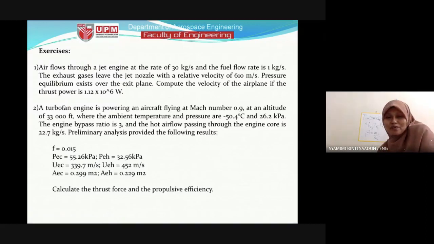So we can get U velocity. We use Mach number multiplied with the speed of sound. Speed of sound, you use the square root of gamma RT.